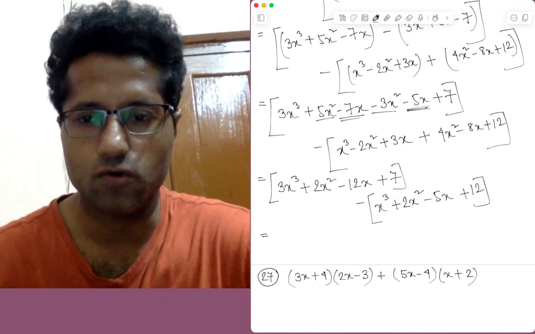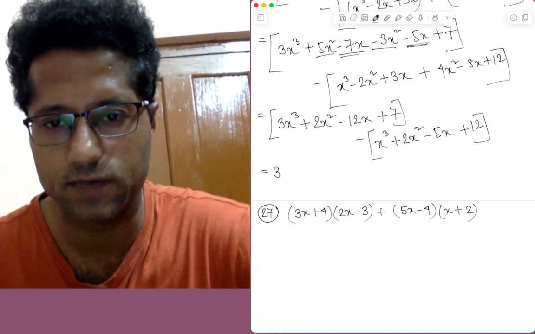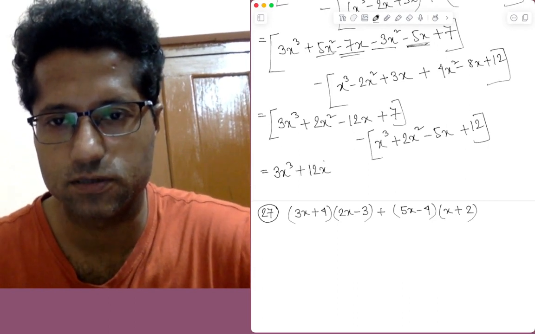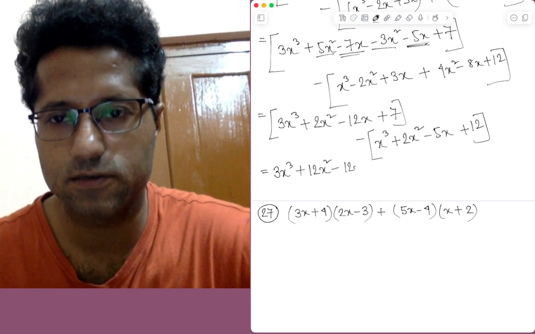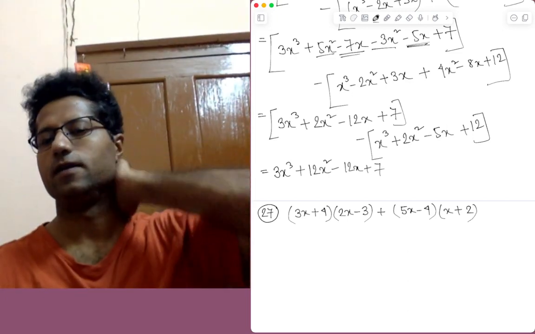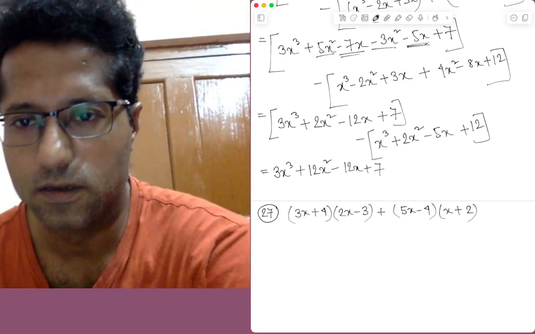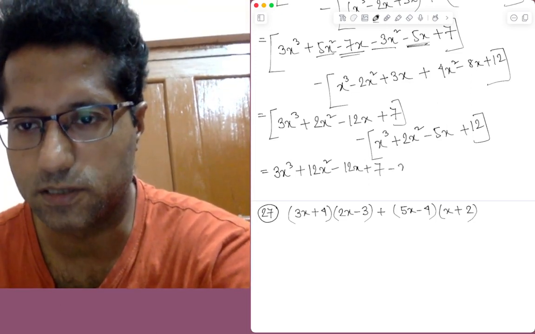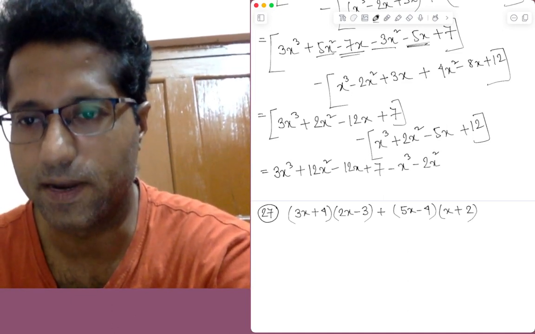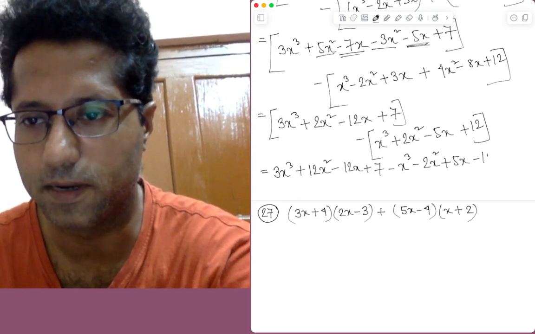Now we will have to open up the grouping symbols. The first one will open up because it has no negative sign in front of it. So 3x cube plus 2x square minus 12x plus 7, but for the second grouping symbol, in front of it we have a negative sign, so we will change all the signs of the terms inside it. So x cube will become minus x cube, 2x square will become minus 2x square, minus 5x will become plus 5x, and 12 will become minus 12.